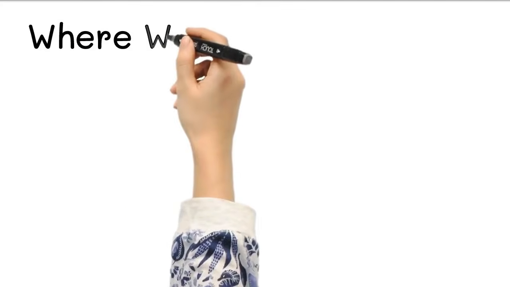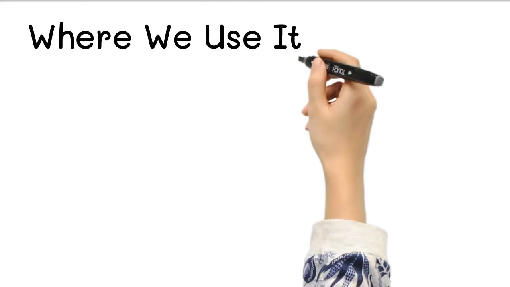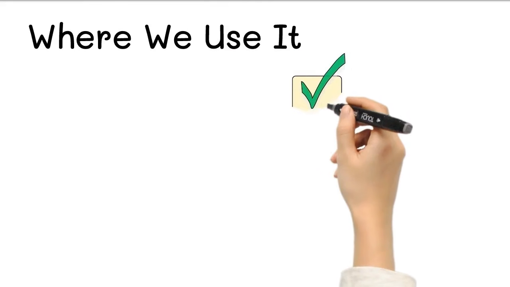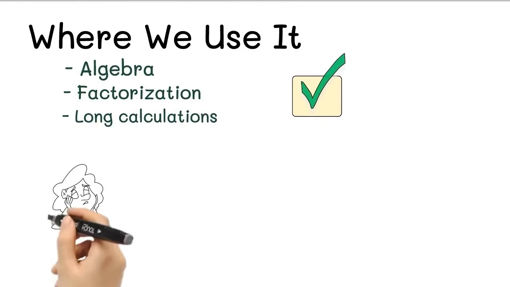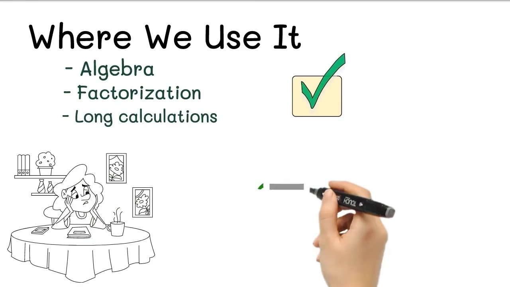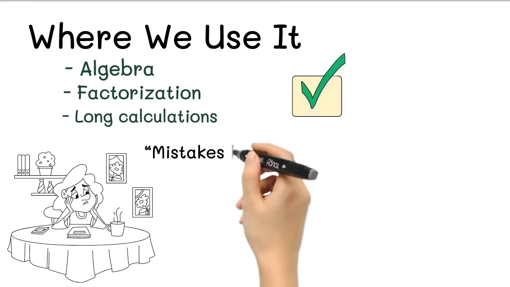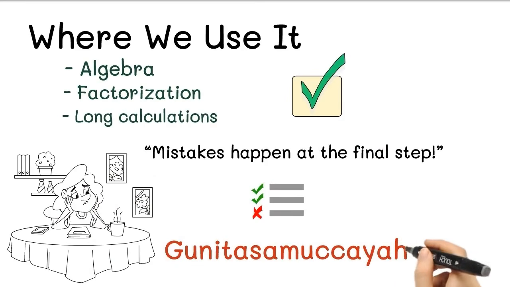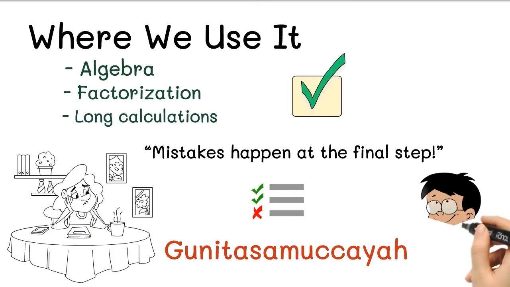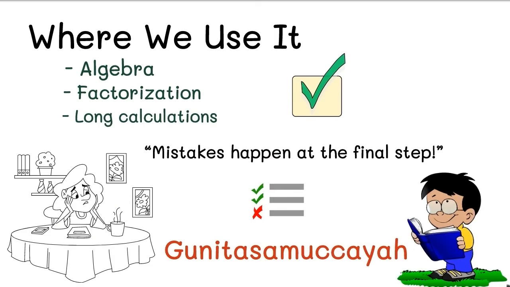Now let us understand where we use this sutra. This sutra is mainly used for checking answers, especially in algebra, factorization, and long calculations. Many students lose marks not because they don't know maths, but because of small calculation mistakes. Ganotasamachchaya helps you avoid those mistakes without resolving the entire problem.